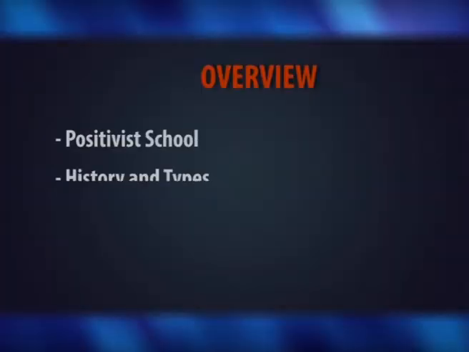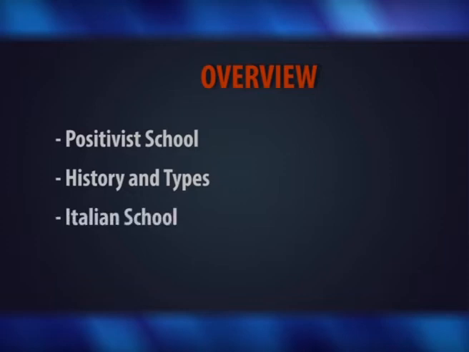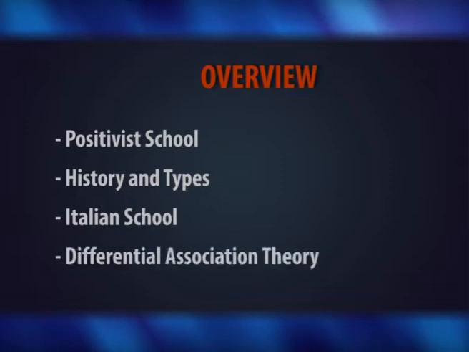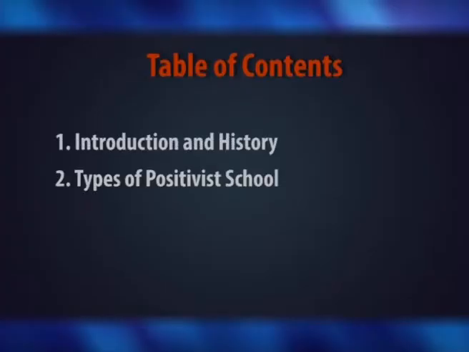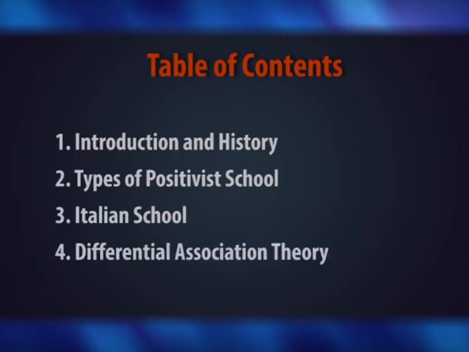Content writers Dr. G.S. Sodhi and Deepika Bhandari present an important unit of the paper Crime in Society, that is the Positivist School, in which we will discuss the Positivist School, its history and types. We will also discuss in detail the Italian School. We will wind up this module with a discussion on differential association theory. Let's start our module with a look at what we are going to learn today: introduction and history, types of Positivist School, Italian School, differential association theory, and lastly the conclusion.